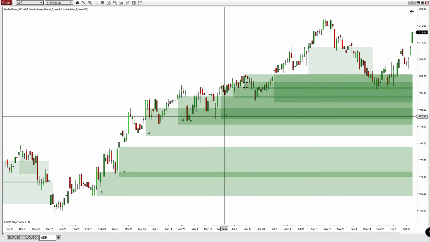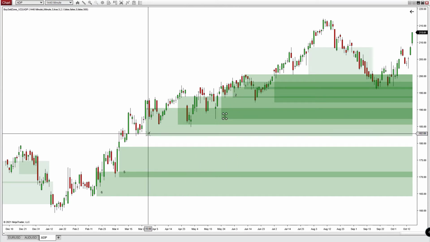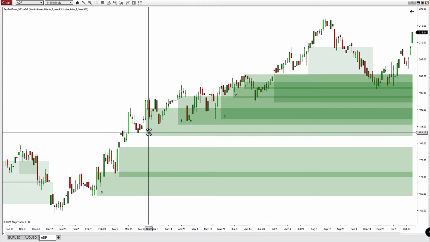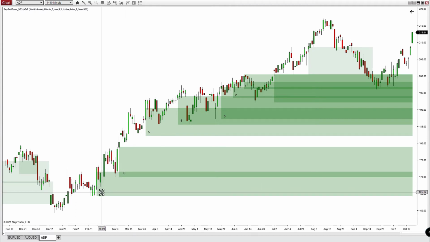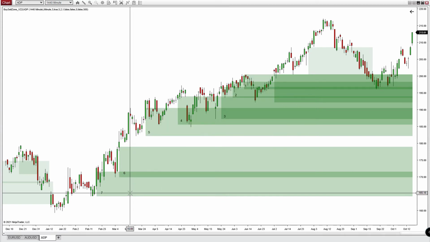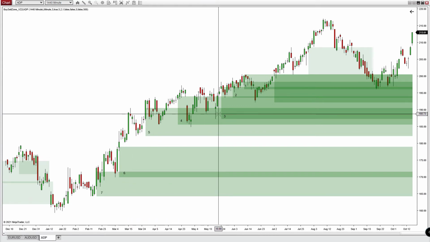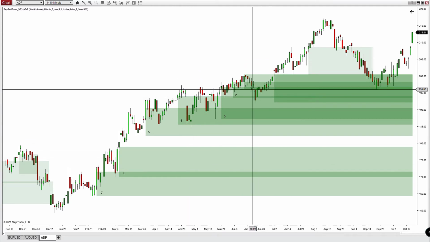So now we have a 1. Here's our 2. Here's our 3. This becomes a 4. Move this to 5, 6, and now 7. And the reason this is important is because as you guys are testing these and trading these, it might be important to understand how many zones you have in a sequence or which zone you're trading out of.